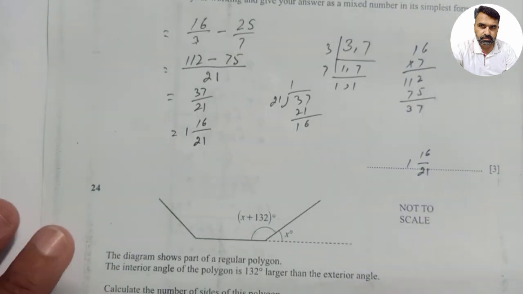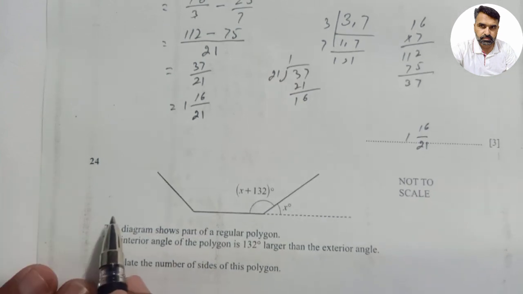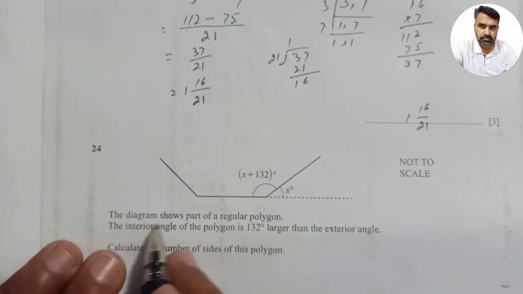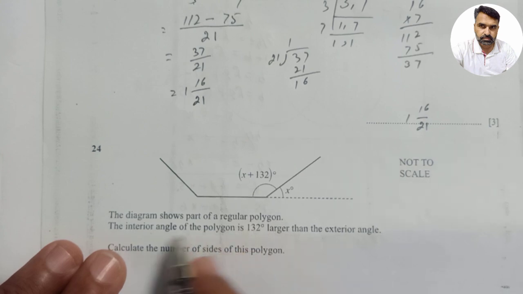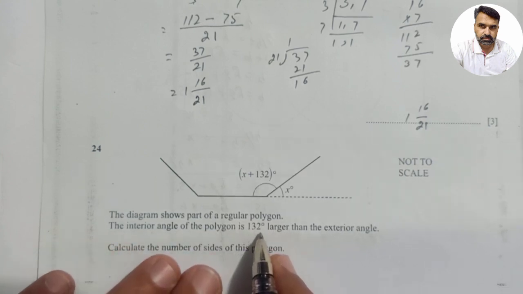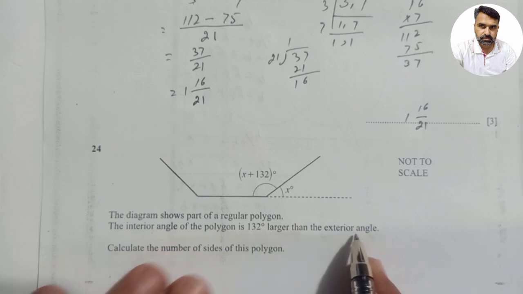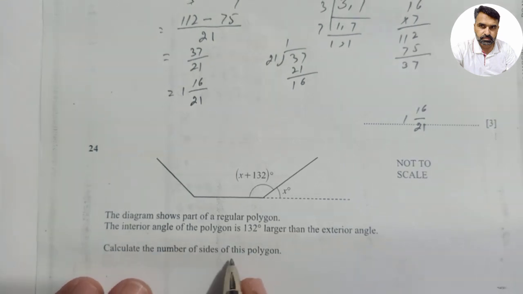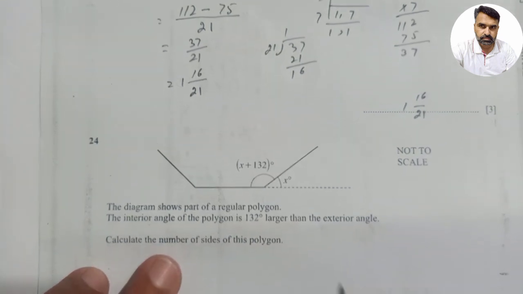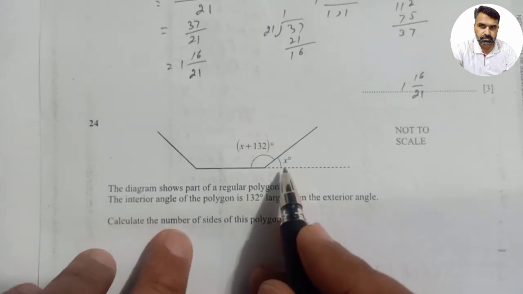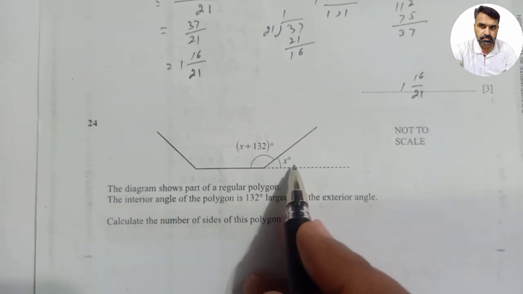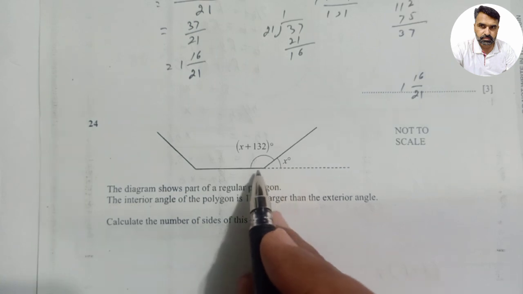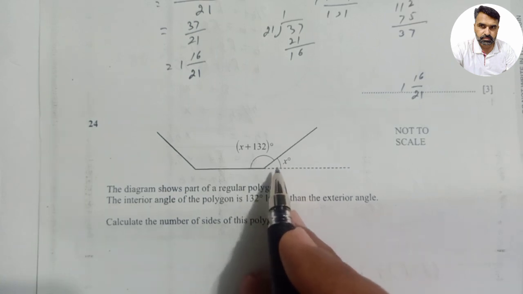Now students, the last question of this paper is: the diagram shows part of a regular polygon. The interior angle of the polygon is 132 degrees larger than the exterior angle. Calculate the number of sides of this polygon. So students, first we will find the value of x. The sum of the interior and exterior angle is 180 degrees because both angles are on a straight line.